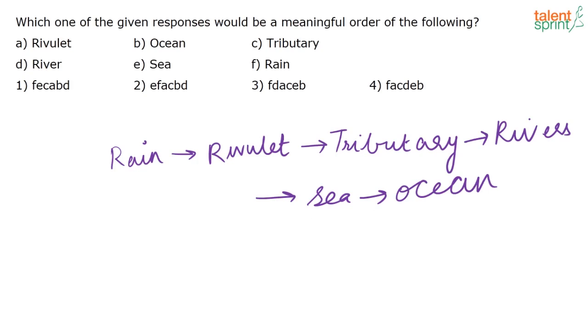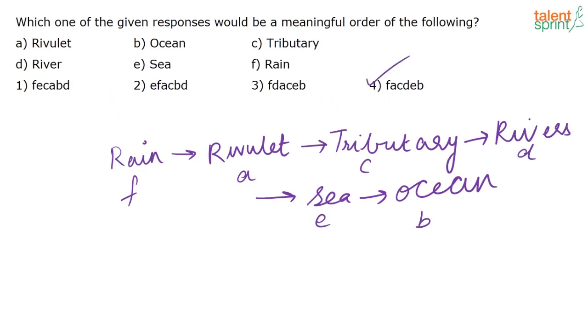Okay, rain, rivulet, tributary, rivers, sea and ocean. So what is the correct option here? This is F, correct? F, A, C, D, E, B. F, A, C, D, E, B is option 4.